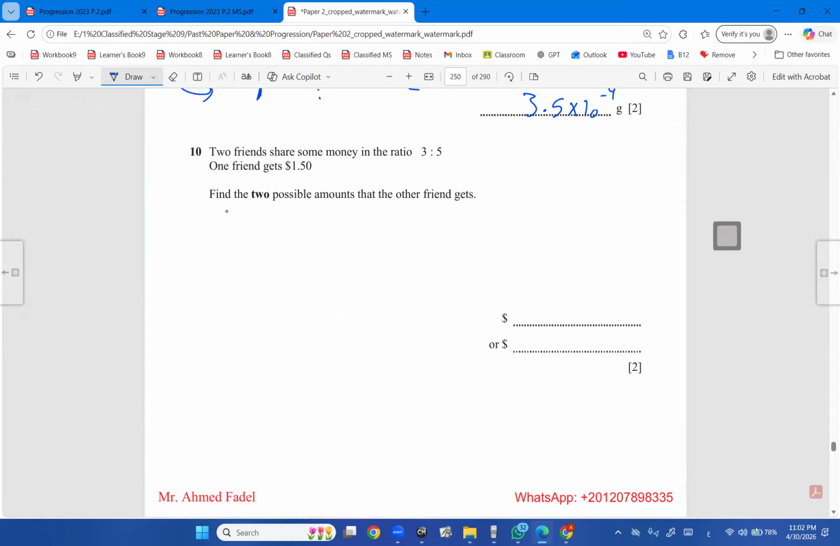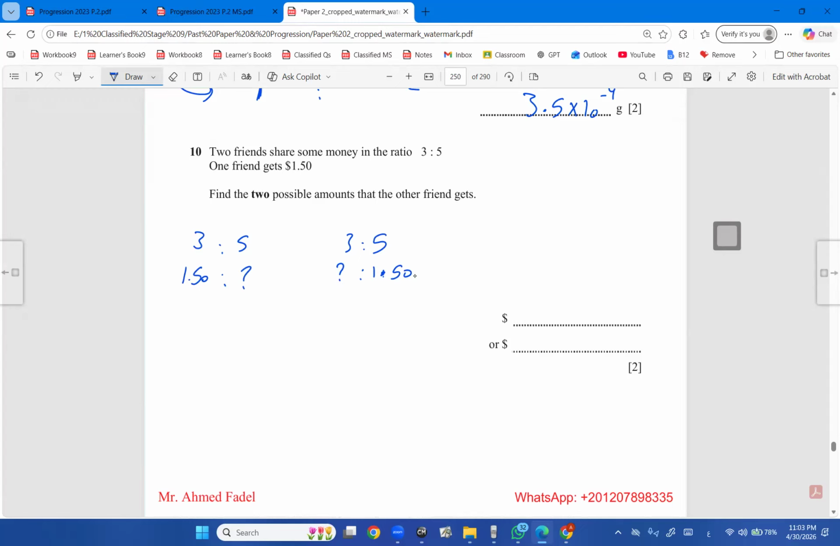Two friends share some money in the ratio 3 to 5. One of them gets 1.50. Find the two possible amounts that the other friend gets. Well, look at that. They're telling you that one of them gets 1.5. Did they say which one? No, they didn't. So it could be 3 to 5. It could be this one over here gets the 1.5, and now I need to find this. Or it could be that this one gets the 1.5, and in this case, we need to find this.